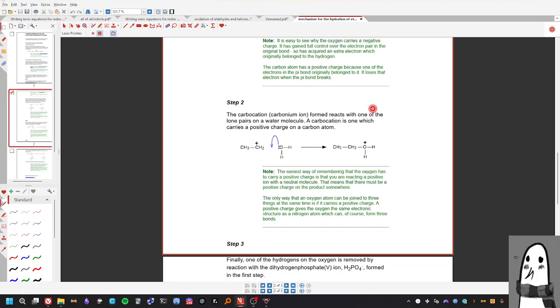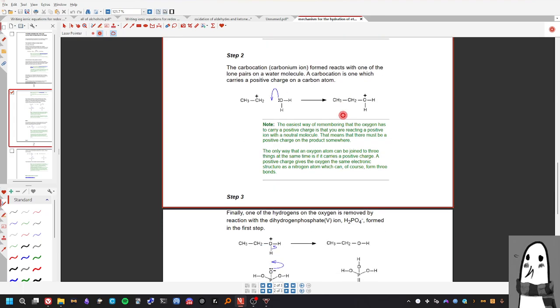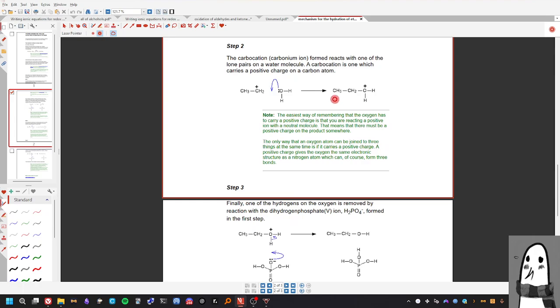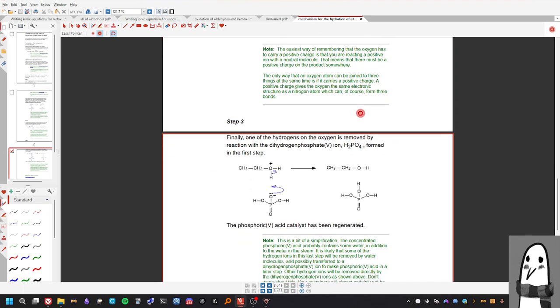Now the easier way of remembering this is that oxygen has to carry a positive charge if you're reacting a positive ion with a neutral molecule. This H2O is neutral, although it has a slight positive and slight negative charge; in reality, this entire thing is still neutral. So when you react it with this, you'll still have a positive charge on the H2O. That means there has to be a positive charge somewhere. Another way you can think of it is that the oxygen is now bonded to 3 different atoms, so it has a positive charge.